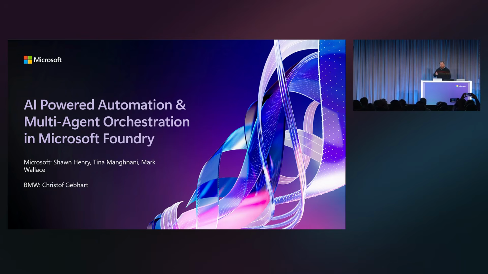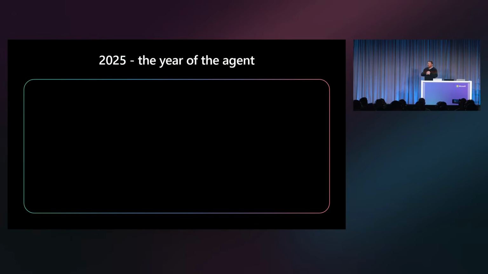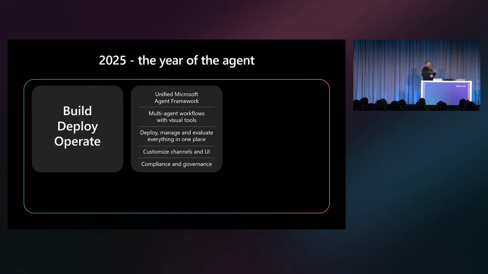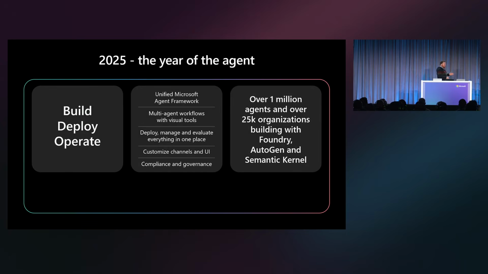Let's get started. So 2025, the year of the agent. I was up here at Ignite last year, telling our story about how we believe at Microsoft agents are the future. They're how we're going to get LLMs and AI models to act and reason and integrate with our existing systems. And in just the course of the year, we've seen millions of agents being deployed into Foundry. Over 25,000 organizations are building with Foundry, with AutoGen, with Semantic Kernel, with our new Microsoft Agent Framework.